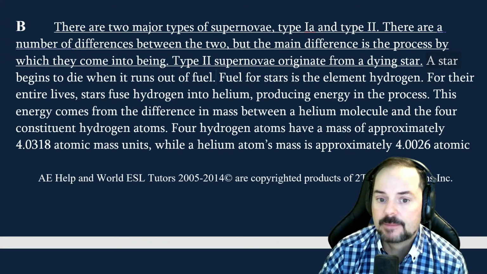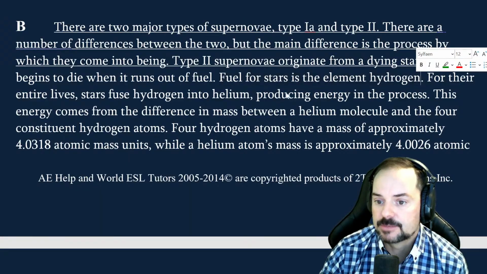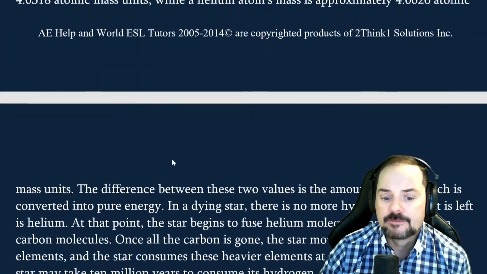We can see the word come up and then it tells us what it is. It says fuel for stars is the element hydrogen. So we know now for sure that it's B.